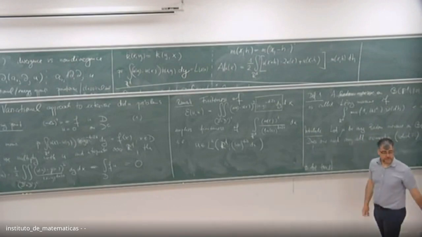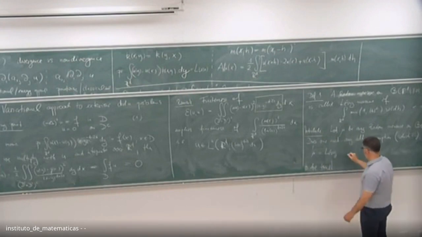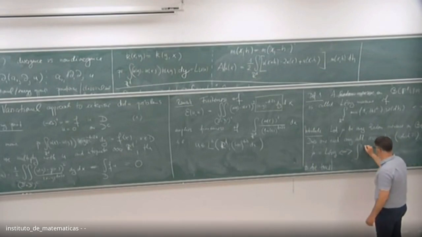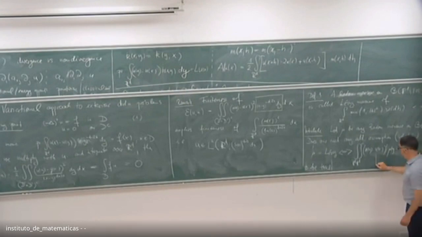And the statement is the following. Mu is a Levy measure if and only if this is finite for all smooth functions with convex support.